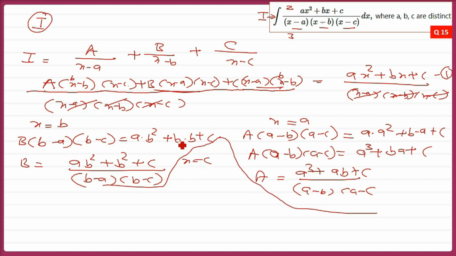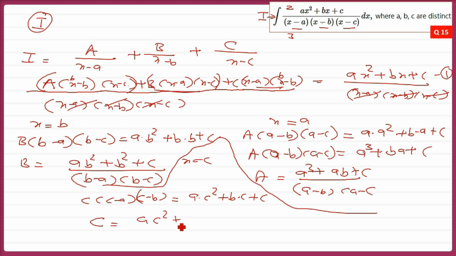x equals c. Now when you put x equals c, the first term and the second term will become 0, they will disappear. So c into c minus a into c minus b can be equated to ac square plus bc plus c. So c has become ac square plus bc plus c divided by c minus a into c minus b. So a, b, c we have known now.